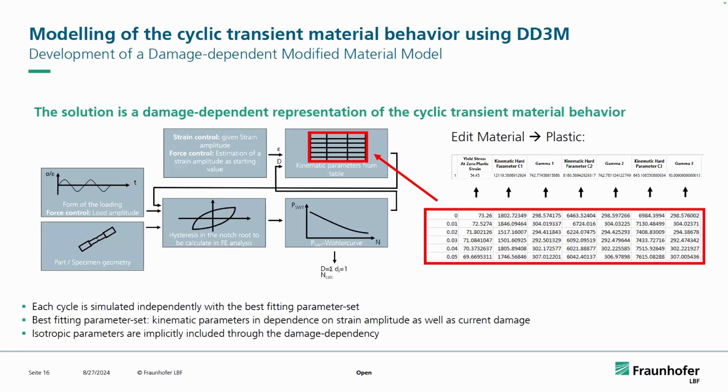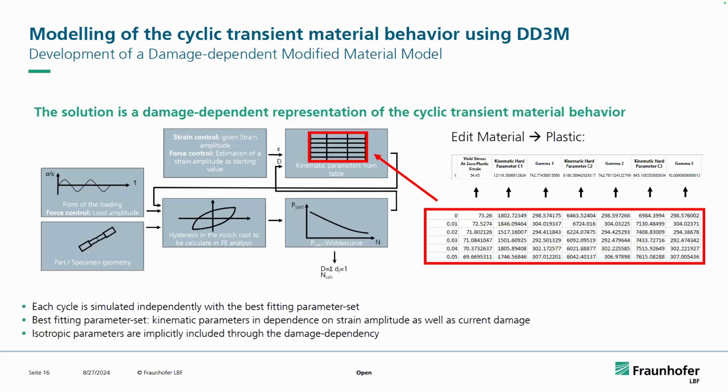Let's talk about a strain control test and also a calculation that uses strain as input. You start with the current strain amplitude and the current damage, which is, of course, 0% at first. And then you go to a table that was defined previously and use the best fitting parameter set for your kinematic parameters to calculate the first hysteresis loop.